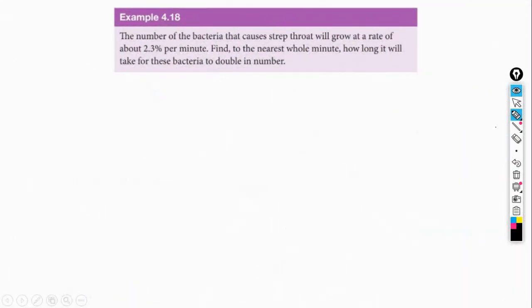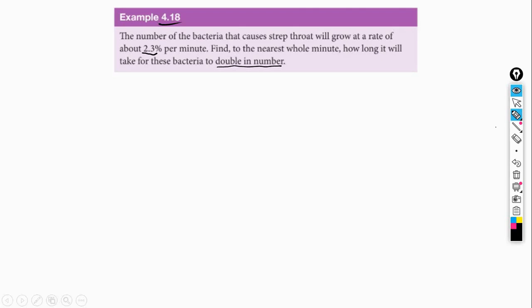So let's continue with example 4.18, and it says, the number of bacteria that causes strep throat will grow at a rate of about 2.3% per minute. Find, to the nearest whole number, how long it will take for these bacteria to double in number.